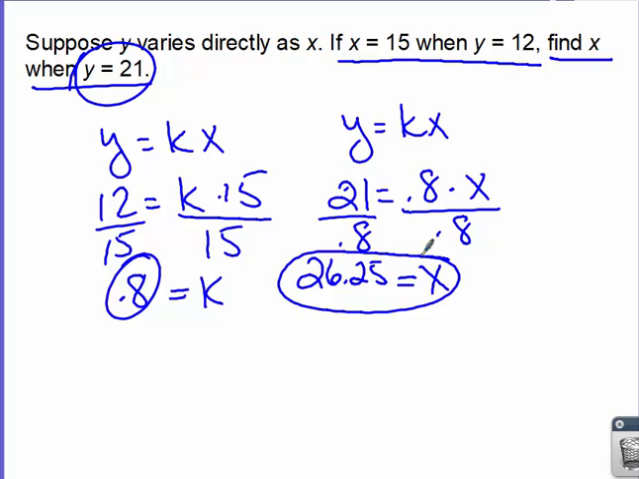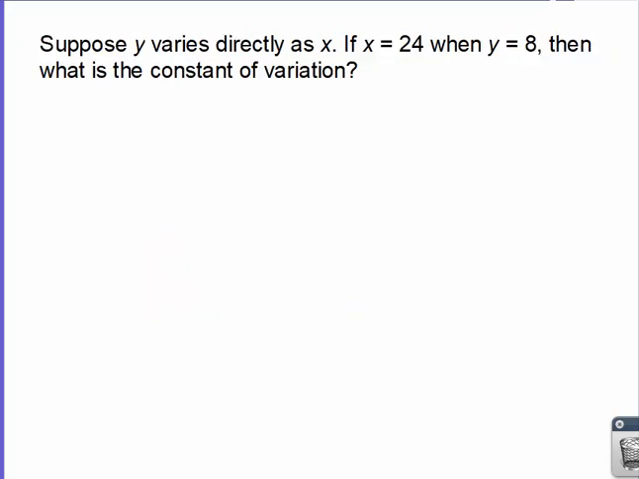All right? Now I got one more unique kind of question to look at before we end the video. So what about this one? It says, suppose y varies directly as x. If x is 24 when y is 10, then what is the constant of variation? Well, what is constant of variation? What is that again? That is the k value. So in this particular problem, all I'm looking for is what is k? So we substitute in our values.